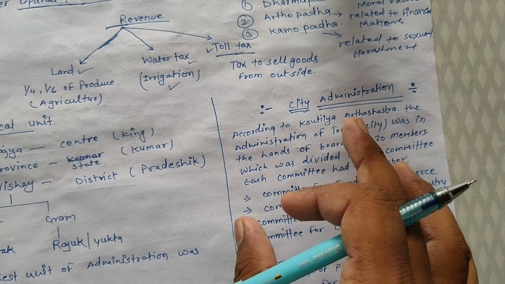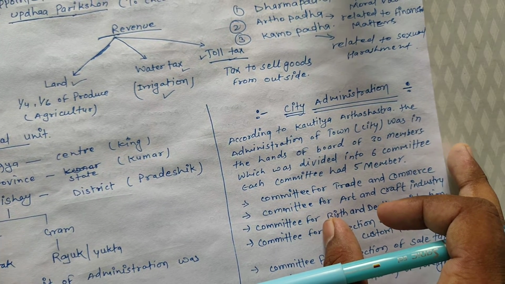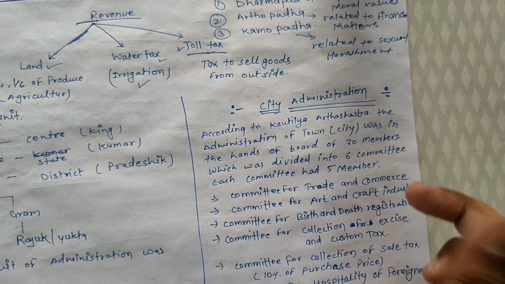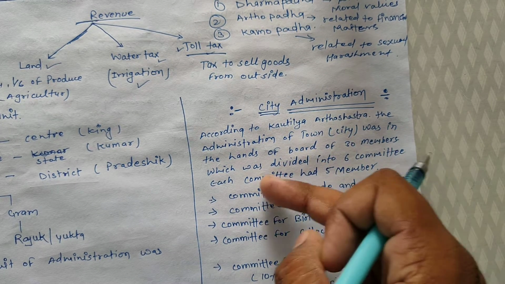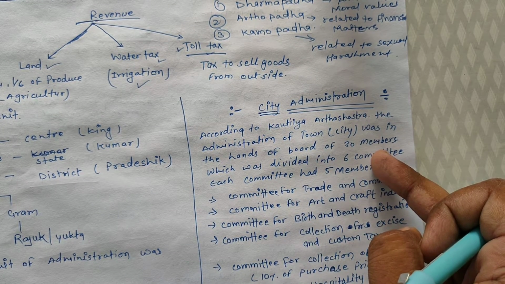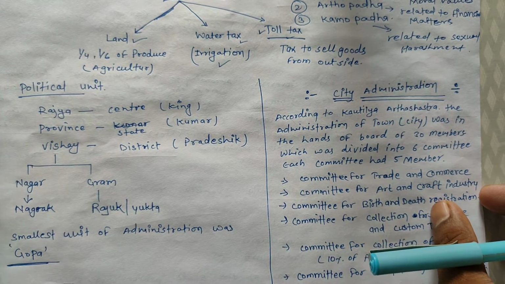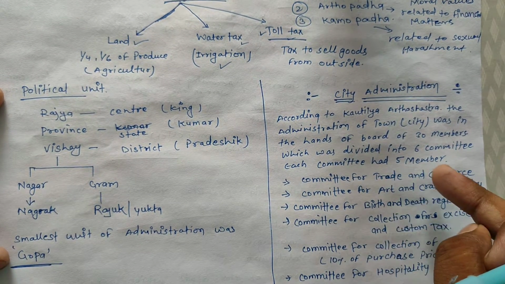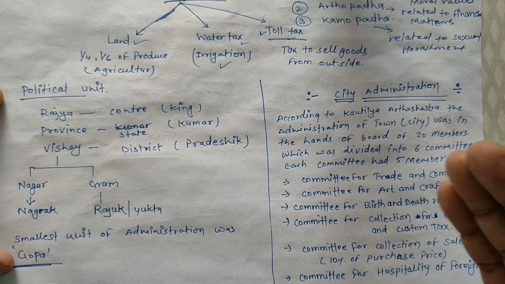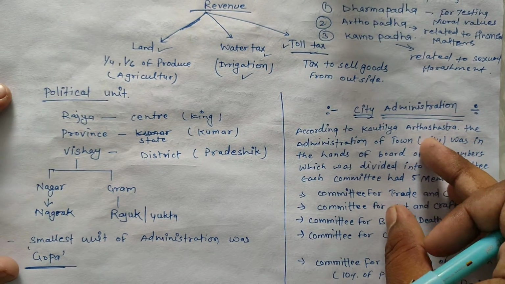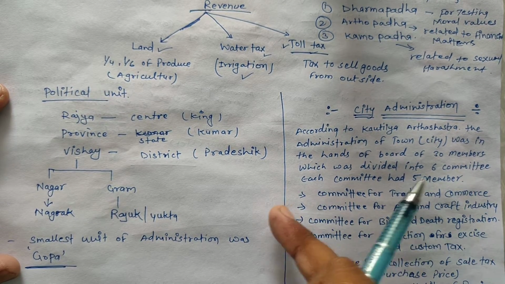So now we come to the topic of city administration. According to Kautilya, the administration of a town or city was in the hands of a board of 30 members, which was divided into 6 committees, and each committee had 5 members. These 6 committees did different types of work.